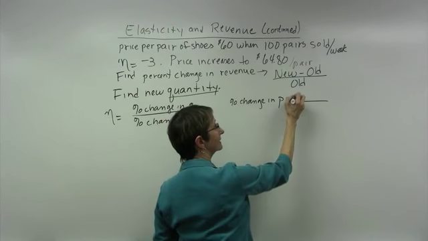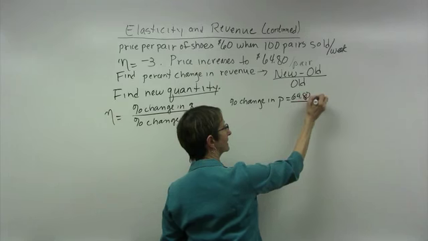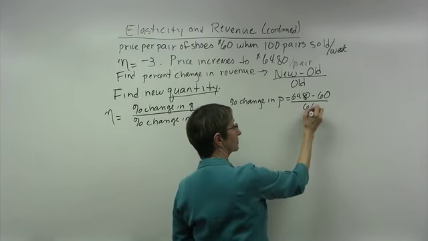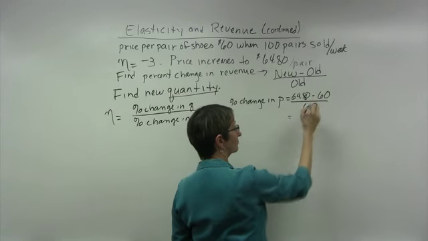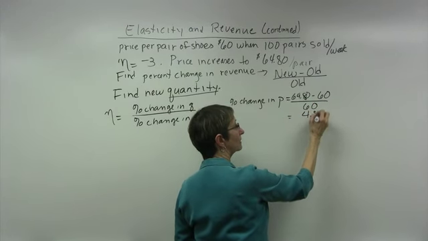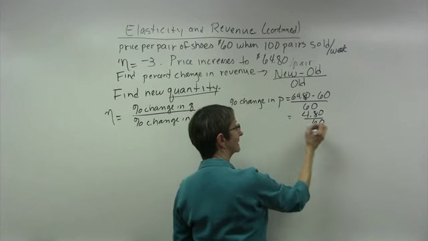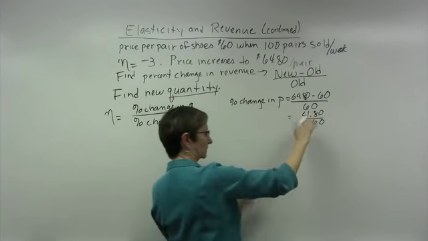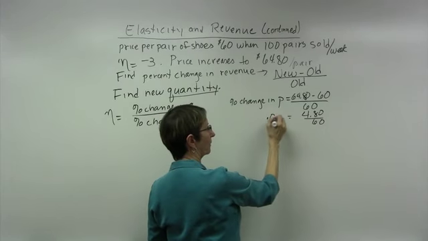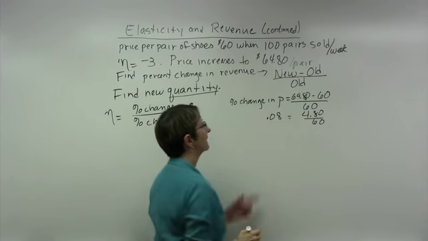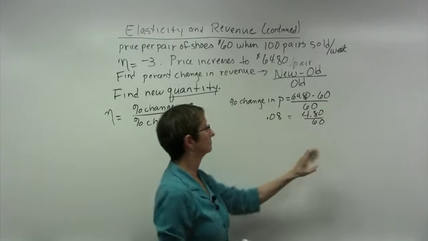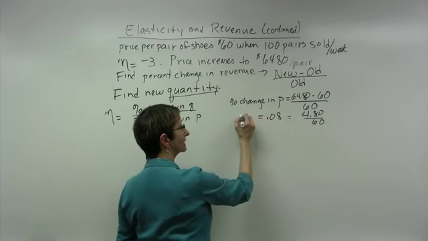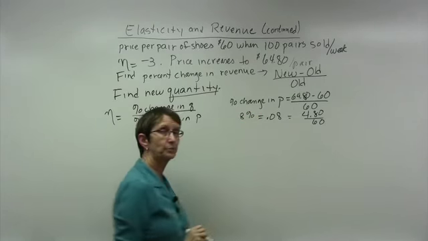My new price is $64.80. My old price was $60. I divide by $60. That gives me 4.80 divided by 60. Can't cancel zeros here. That gives me 0.08. Right? That's 8%. So my percent change in price is 8%.